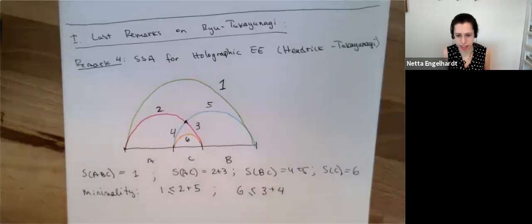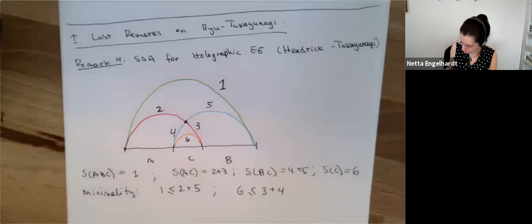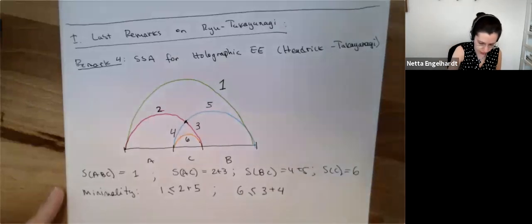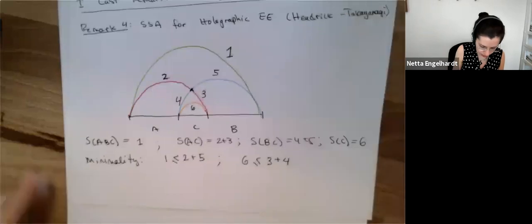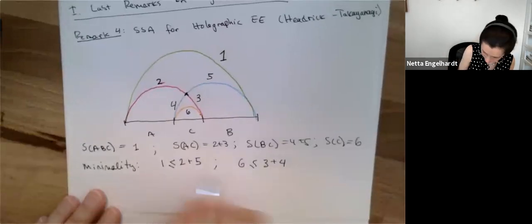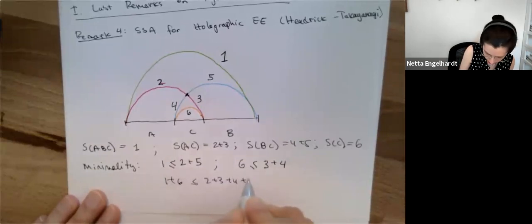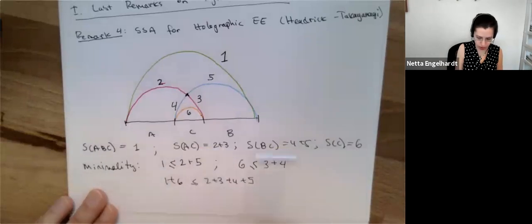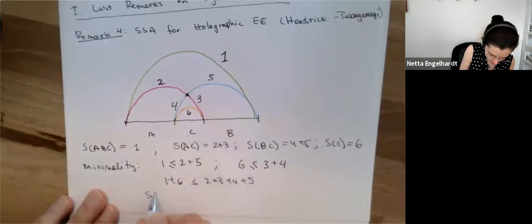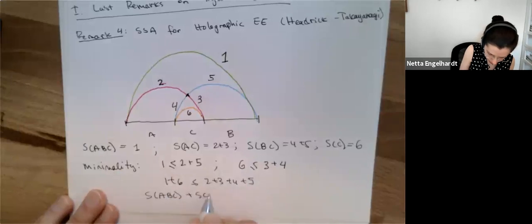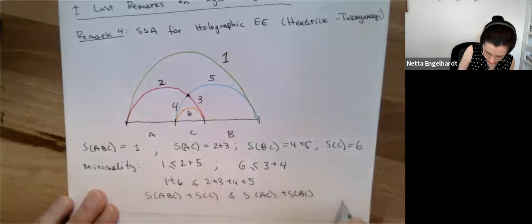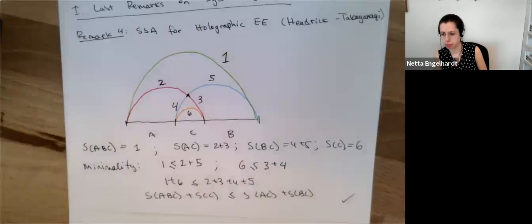And hopefully you'll appreciate the fact that I figured out how to label these so that it doesn't bother you on an arithmetic level. So, okay, what do we get from this? Well, we can just add them up. These two together tell us that 1 plus 6 is less than 2 plus 3 plus 4 plus 5. And then we match these up to these ones over here, which finally gives us S of ABC plus S of C is less than or equal to S of AC plus S of BC, which is indeed the strong subadditivity inequality. So it's very nice, very geometric proof.